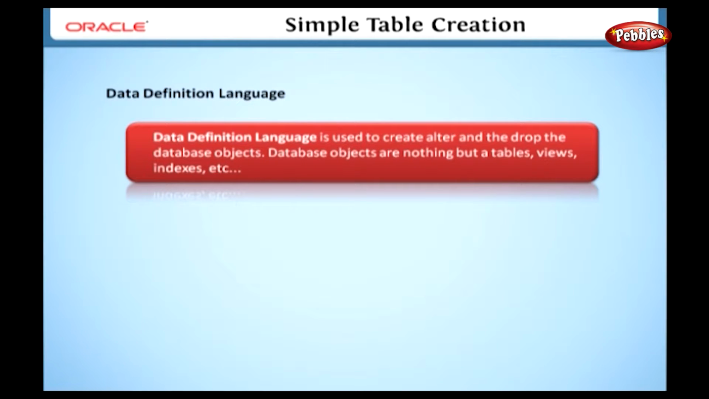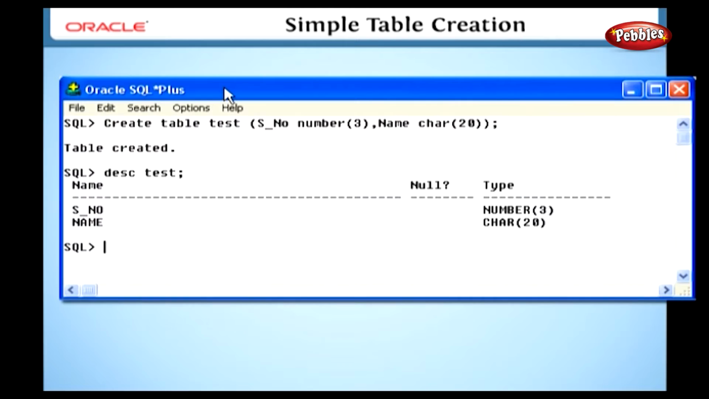Data definition language is used to create, alter, and drop the database objects. Database objects are nothing but tables, views, indexes, etc. Here we will see how to create a simple table. We will discuss the other database objects in upcoming lessons. Take a look at this image.